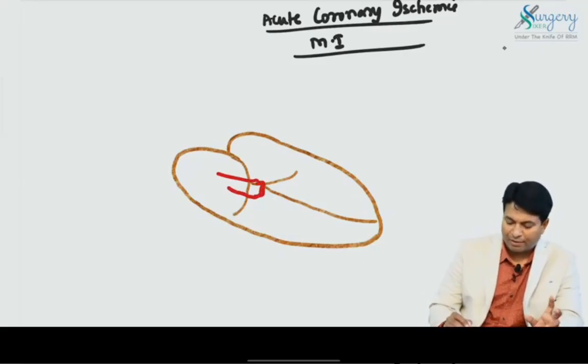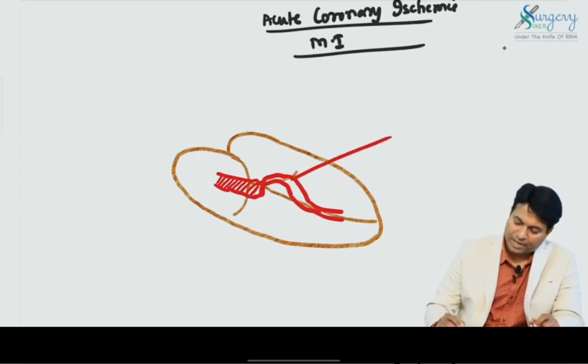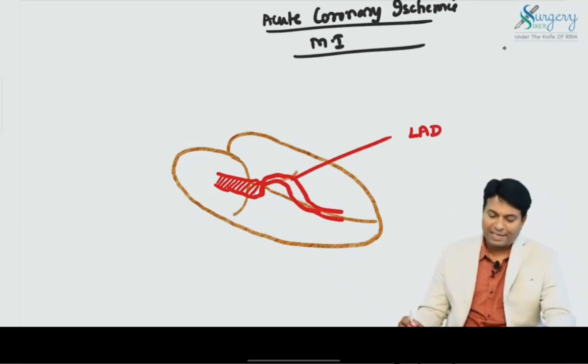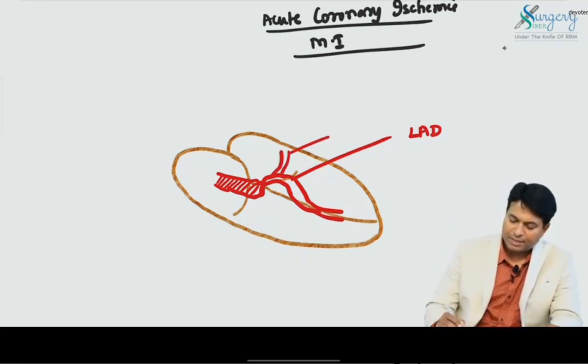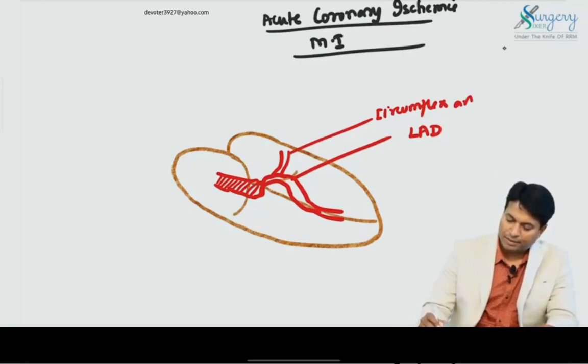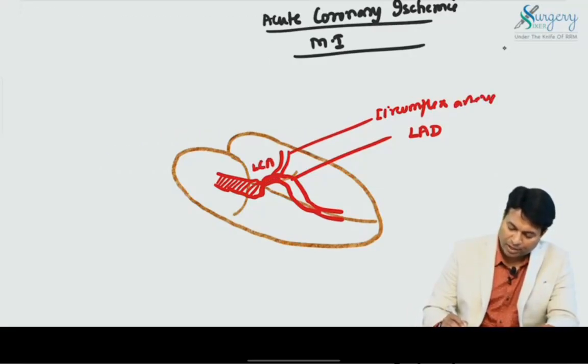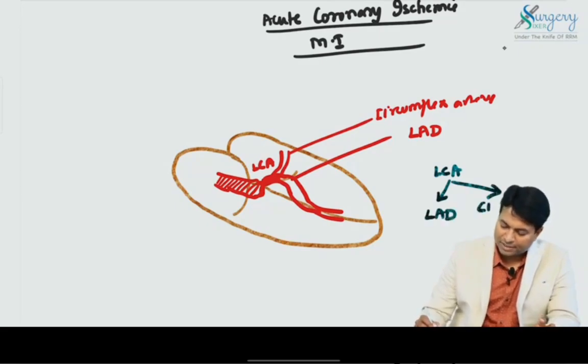From the aorta, we have two important arteries coming. What are they? That is the left coronary artery. This is the left anterior descending artery, and this is the left circumflex artery. The main artery is known as the left coronary artery. So please remember, from the left coronary artery, two branches are coming: one is the left anterior descending artery, another is the circumflex artery.